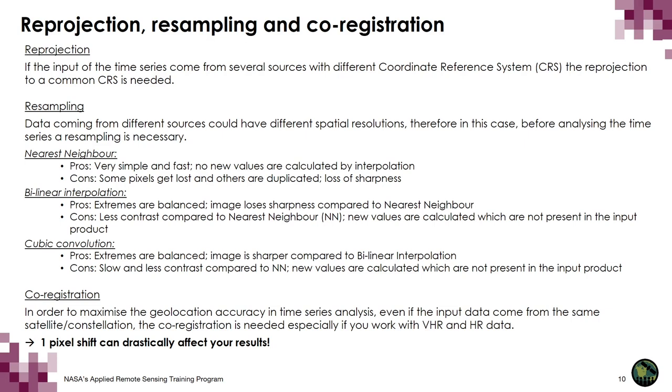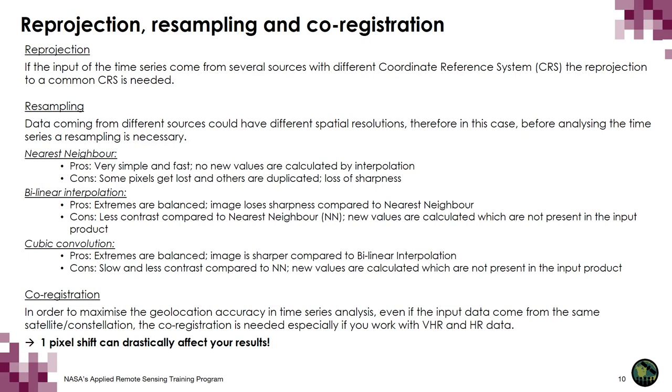The other preprocessing steps are the reprojection. If the input of the time series comes from several sources with different coordinate reference systems, the reprojection to a common coordinate reference system is needed. Resampling: data coming from different sources could have different spatial resolution. Therefore, in this case, before analyzing the time series, a resample is necessary.